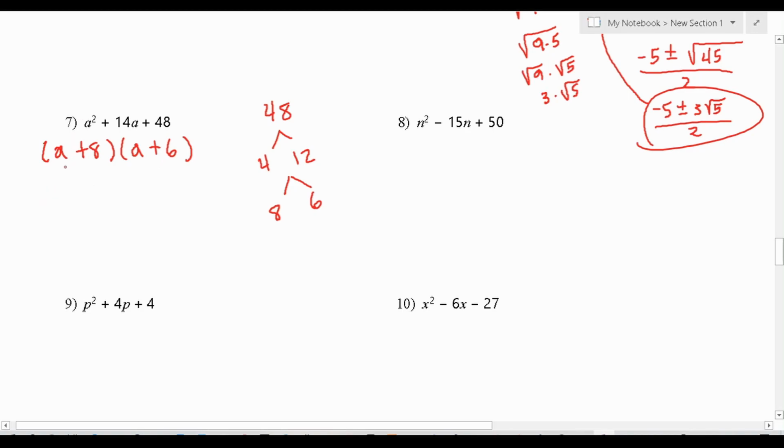Again, if we were told to solve for a, we would simply set these equal to 0. We would subtract 8 from both sides. This would cross out, leaving you with a equals 0 minus 8, which is negative 8. And we would subtract 6 from both sides. This would cross out, leaving you with a equals 0 minus 6, or negative 6.